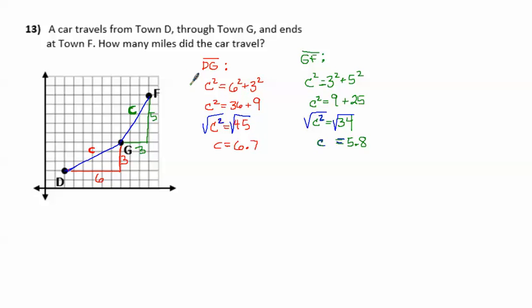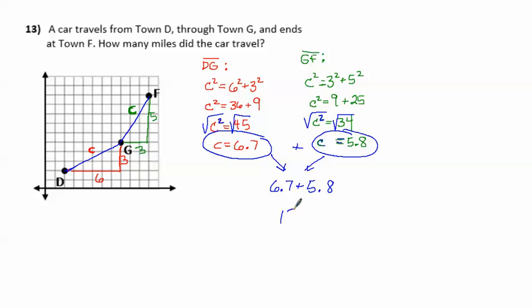Now remember, they're asking you how many miles did the car travel, so that's the total distance. So what you're going to have to do is take the initial segment and add it to the final segment so that you can have your total. So 6.7 plus 5.8 will give you a total distance of 12.5.